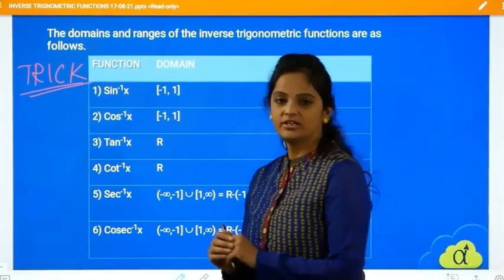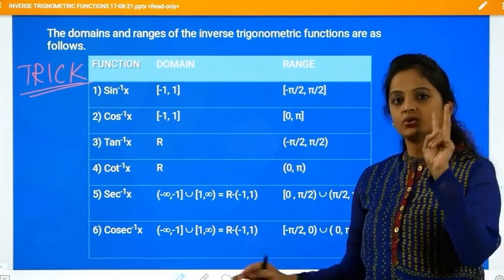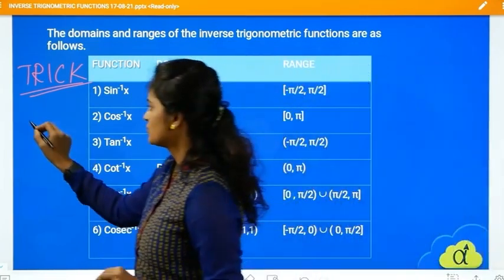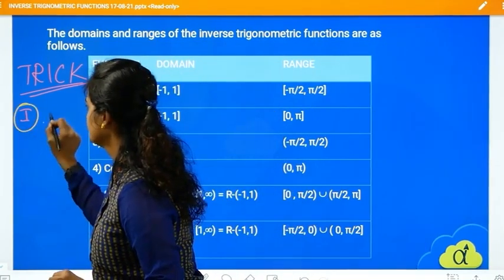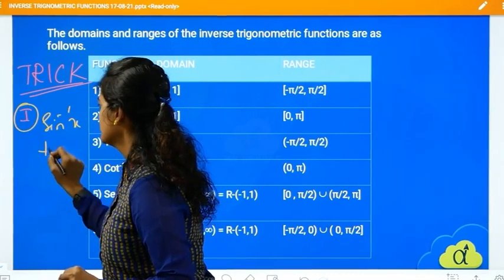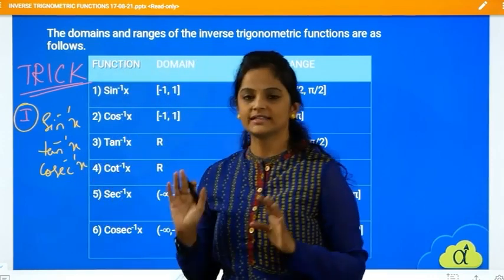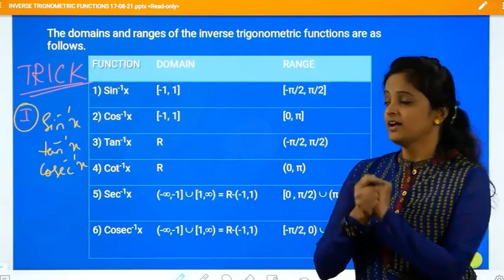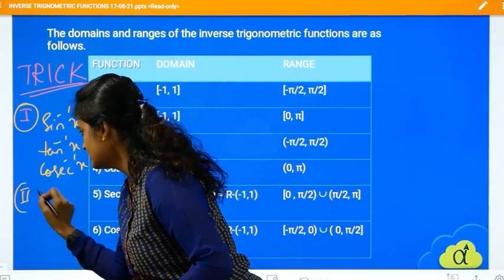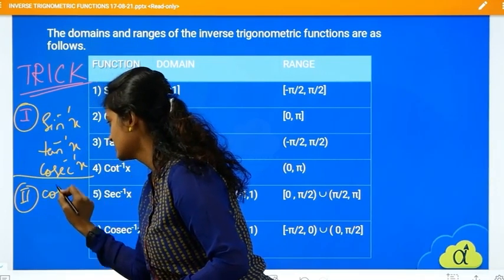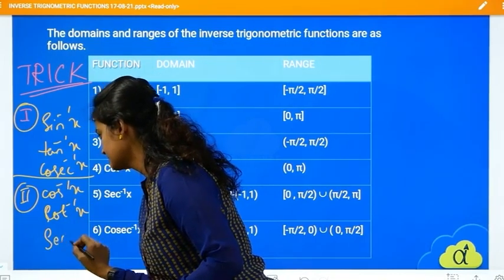Okay, so what I'm doing here, we'll make 2 groups. 6 trigonometric functions are there. I am making 2 groups, and in the first group, sine inverse, tan inverse and cosecant inverse. Just assume that these 3 are best friends. Okay, everywhere they'll go together. And the second group, what I am taking here is cos inverse, cot inverse and secant inverse.